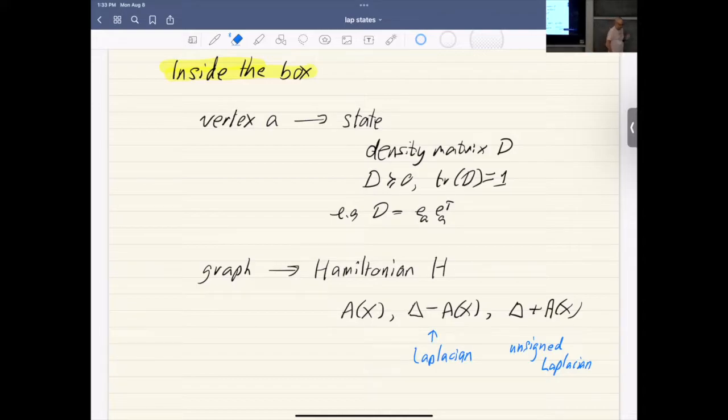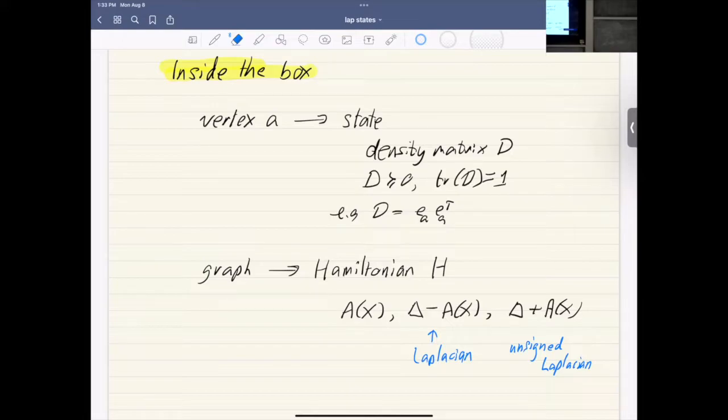Okay, so the simplest example of a density matrix would be, normally written in bra-ket notation, take e_a to be the standard basis vector indexed by the vertex a. This is a diagonal matrix with a 1 in the a position and 0 everywhere else. That's certainly semi-definite, and it's certainly got trace 1. So that is an official state.